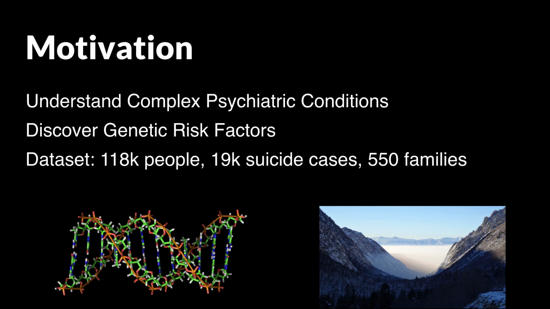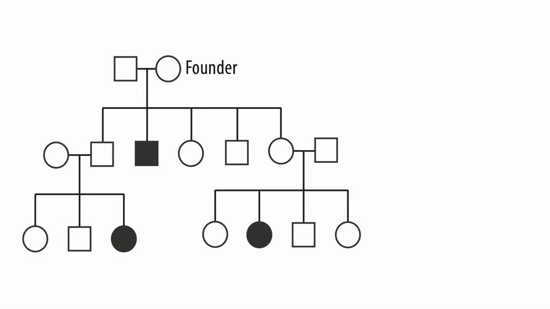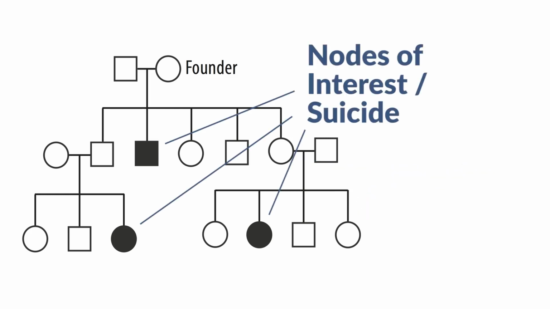In this project, we use a suicide dataset containing 118,000 individuals and 19,000 suicide cases from 550 families. Genealogies provide important context when studying these diseases. In this genealogical graph, squares represent males, circles represent females. A filled-in node indicates that a person has committed suicide.